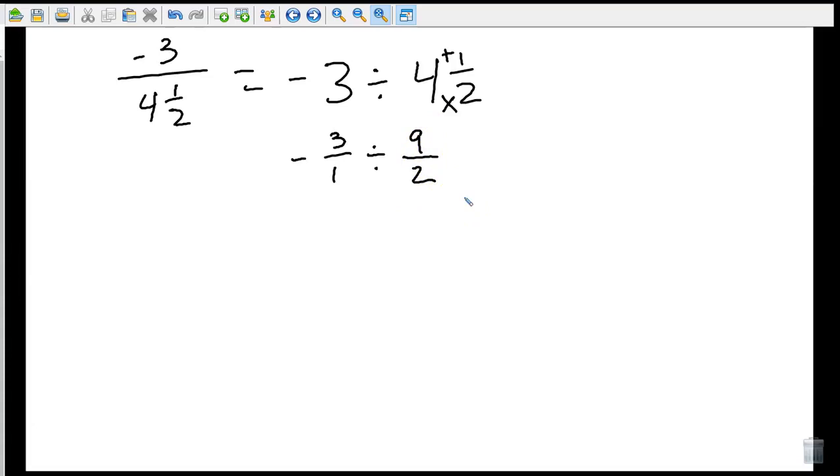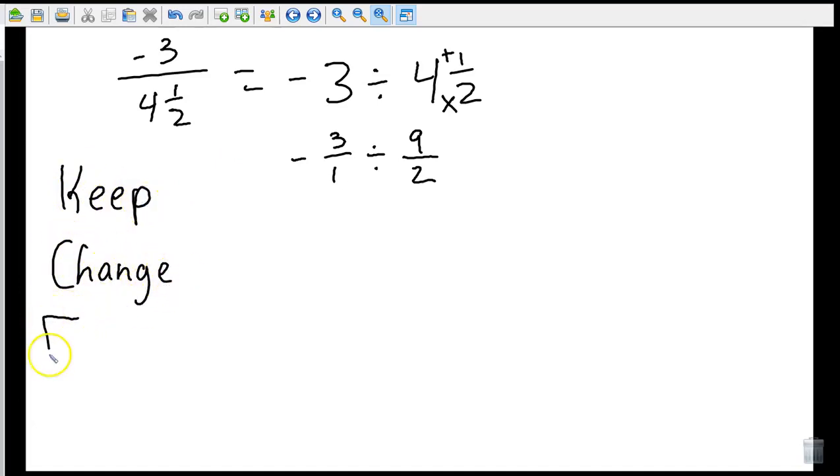So we should all know how to divide fractions by now. The three magic words that we use to divide fractions are keep, change, and flip. No, that's not KFC, Kentucky Fried Chicken. It is KCF. Me personally, I like to write it under all the things that I'm doing. So, I'm going to keep this -3/1. I'm going to change this division to multiplication. And then I'm going to flip this fraction and make it 2/9.